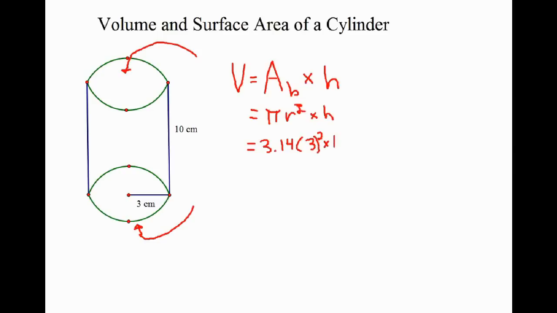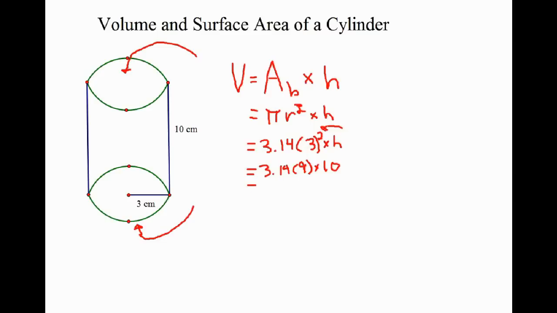Now, one thing that students often forget here is to follow order of operations. And in this equation, we have to do the exponent before we do any of the multiplication. So we're going to solve that first. So to do 3 to the power of 2, that means 3 times 3. 3 times 3 is 9. And the height here, of course, is 10. So we're going to multiply the answer to the area of the base times 10.